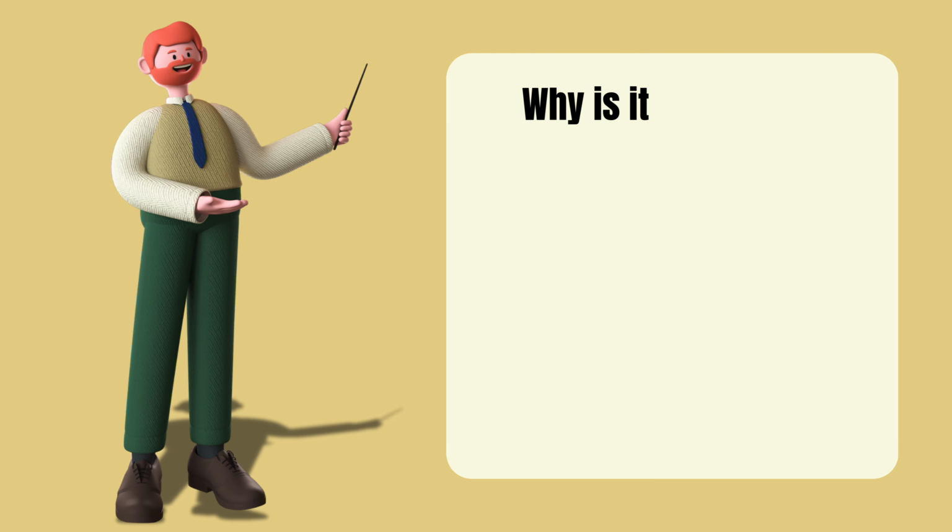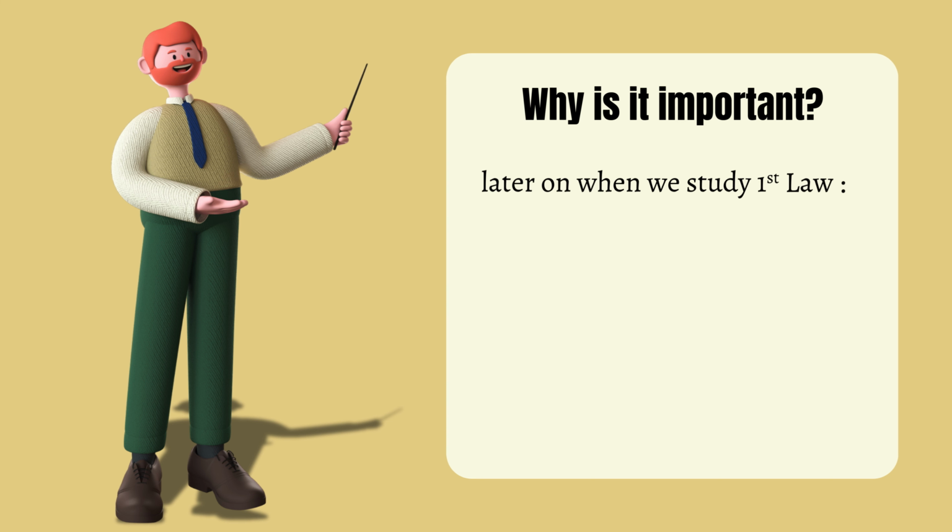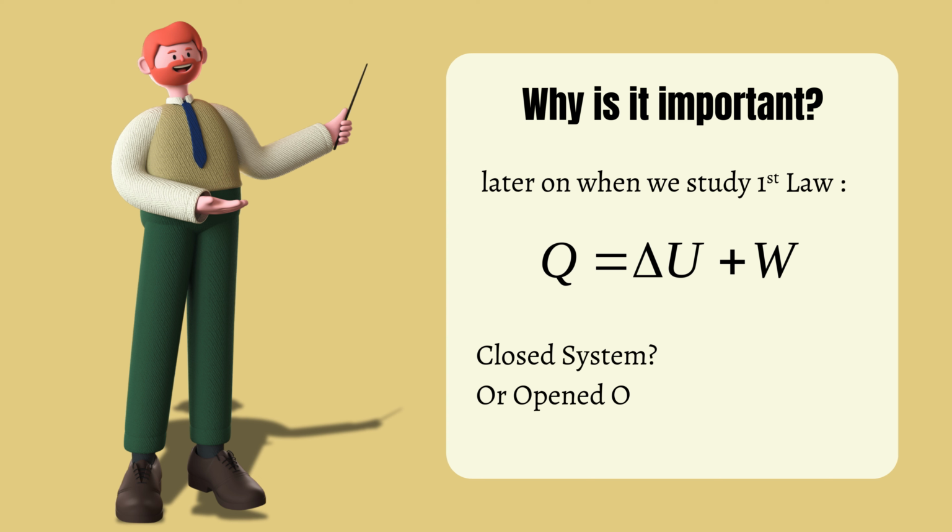Why is it important to identify the type of system? Actually, later on, when we study the first law of thermodynamics, you will notice that determining the type of system is crucial in solving problems, because solving it as a closed system differs from solving it as an open one.